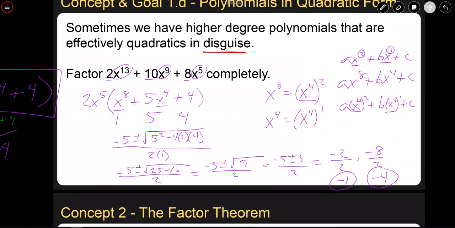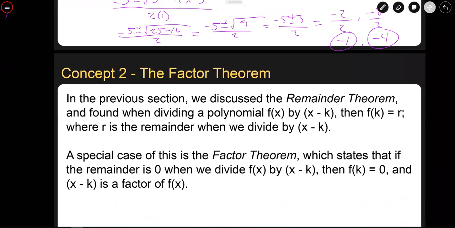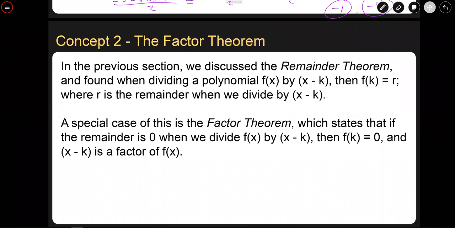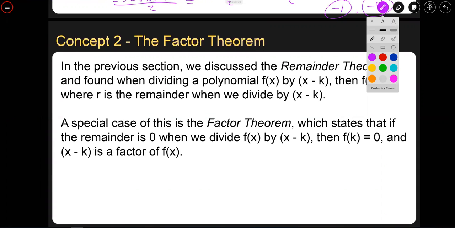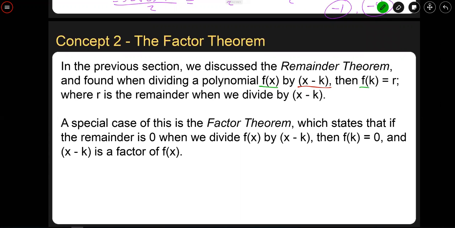So that's goal one, or concept one. Concept two is going to be pretty quick. It's just an outcropping or a result from the remainder theorem, and this is called the factor theorem. In the previous section, we discussed the remainder theorem and found that when dividing a polynomial f of x by x minus k, we get that f of k equals r, where r is the remainder when we divide by that linear function x minus k.